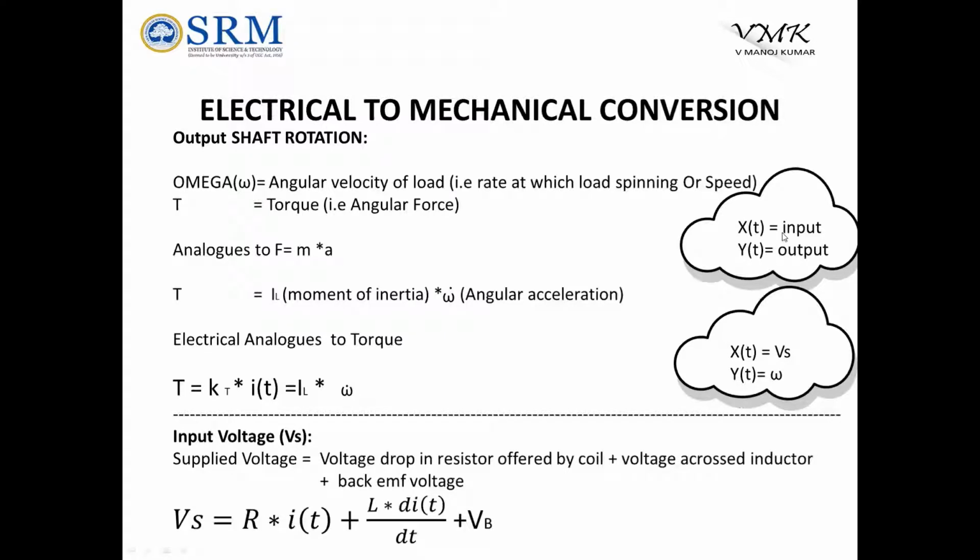So x of t is my input terminal, and y of t is the output terminal. x of t is Vs, my supply voltage, and y of t is omega. Omega is nothing but my angular velocity, which we simply call the speed of my motor. Now I need a relationship between my input and output. I know what my input is and what my output is. Now I need to derive the form in between.